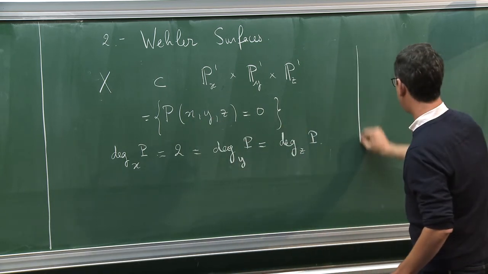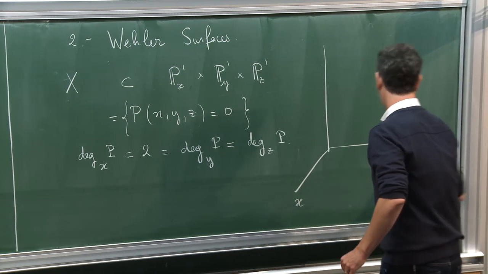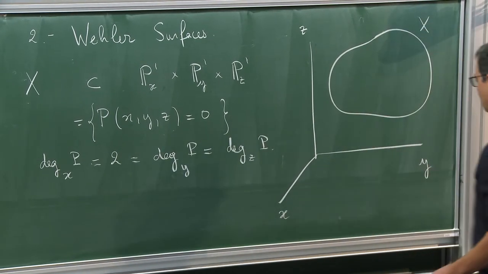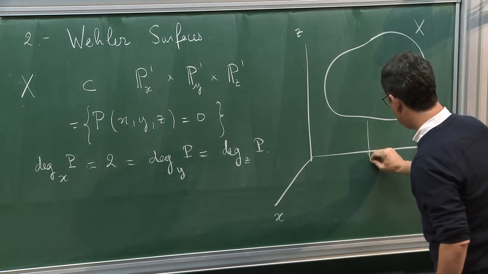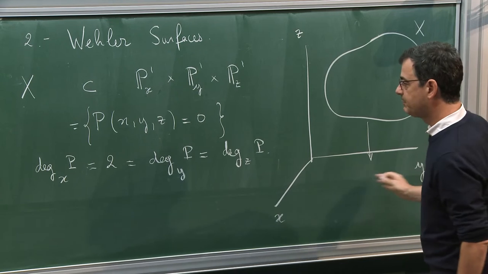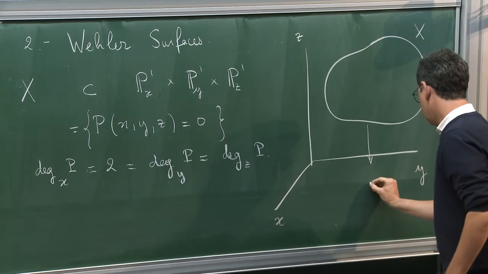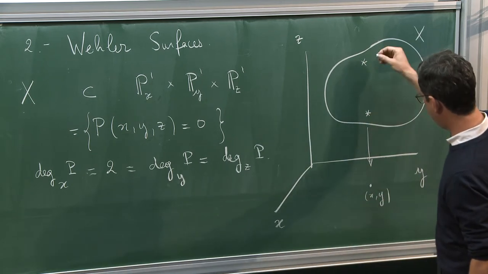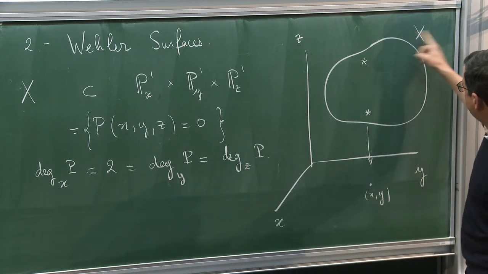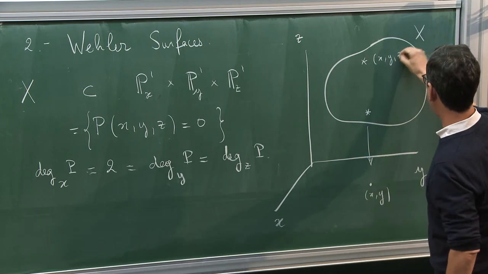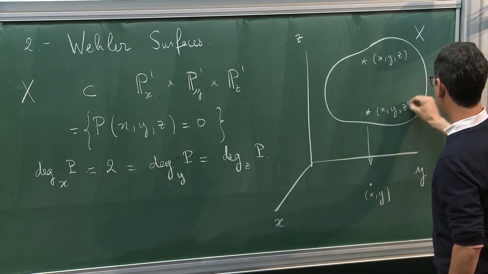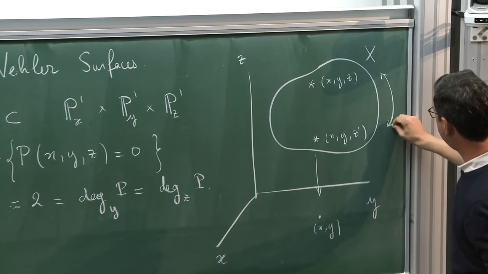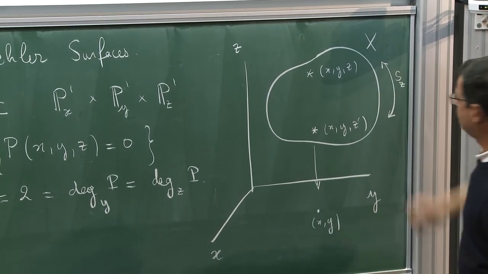Okay, so let me draw a picture. X, y, z. So you have a surface here. And for instance, if I project onto the xy, P1 times P1 corresponding to the x and y coordinates. So if I fix x and y, then there are 2 points. I mean, generically, there are 2 points above such an xy on the surface X. So say xyz and xyz prime. And this is a ramified 2-to-1 cover. Okay, so you have an involution which permutes these 2 points. Say the involution S index Z.